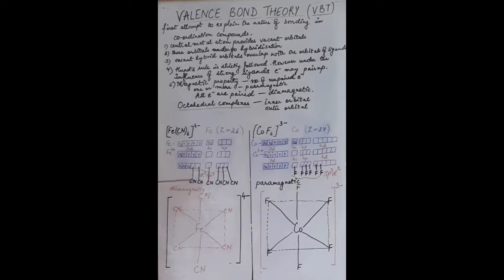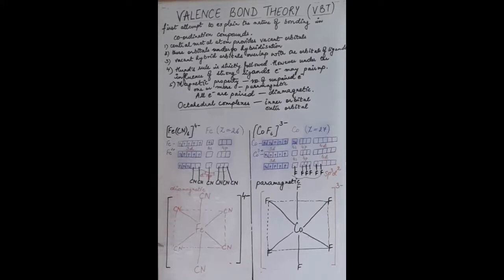So this is the complex which involves the inner d orbital, that is d2sp3 hybridization, and hence is referred to as a low spin complex. Now, if you see the number of unpaired electrons in this complex, all the electrons are paired up. So this complex is diamagnetic in nature.